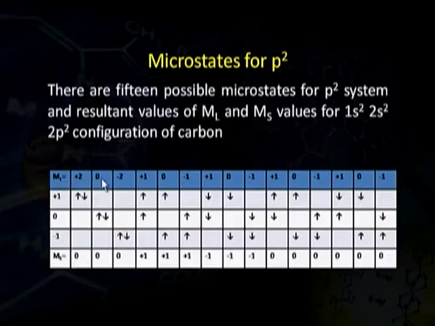Like this, ml is equal to 0. The electrons are again arranged in the same orbital in the p2 system. Similarly for ml minus 2, these two electrons are arranged in the same orbital. For the parallel fashion, ml would be plus 2 and the value of ms would be plus 1 for both. So these are the 15 possible microstates, meaning the 15 possible configurations that a p2 system can attain within the 3 orbitals of p.